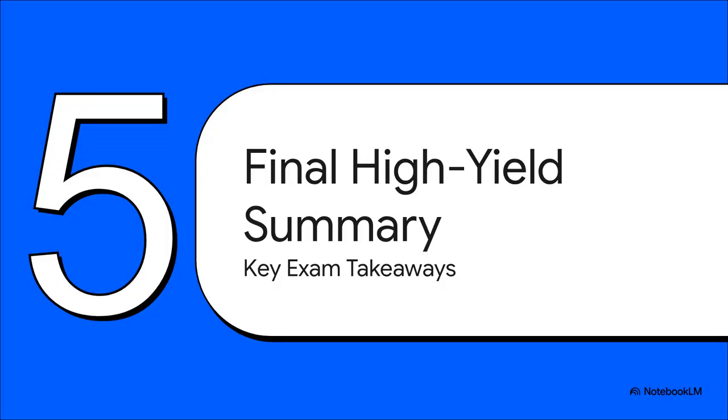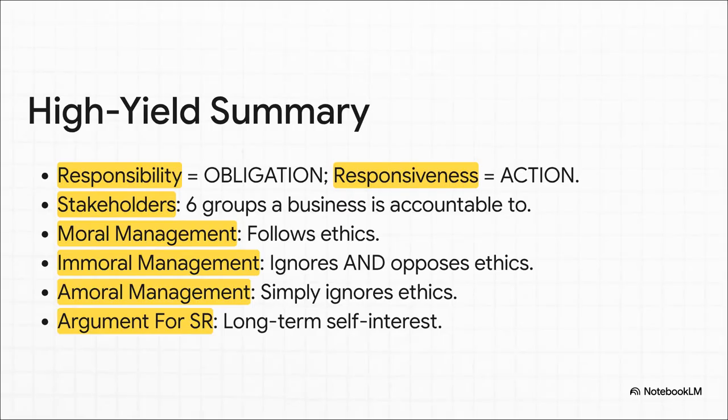Okay, let's bring it all together. We'll finish with a quick summary of the most important high-yield points that you absolutely must remember for your exam. If you remember nothing else, please remember these points. Social responsibility is the obligation. Social responsiveness is the action. Know the 3 types of management: moral, immoral, and amoral, and especially the difference between the last 2.